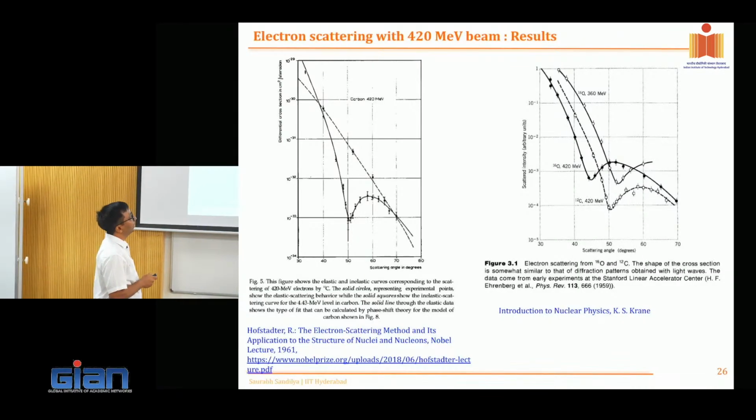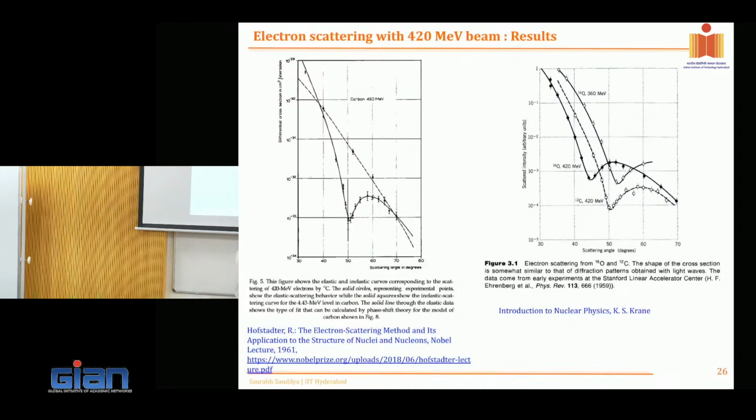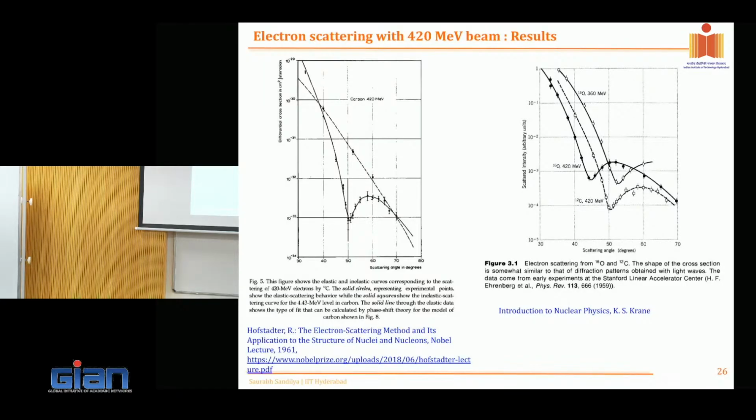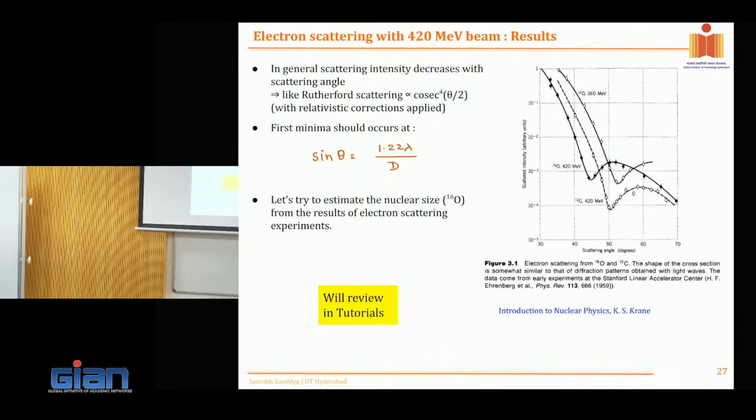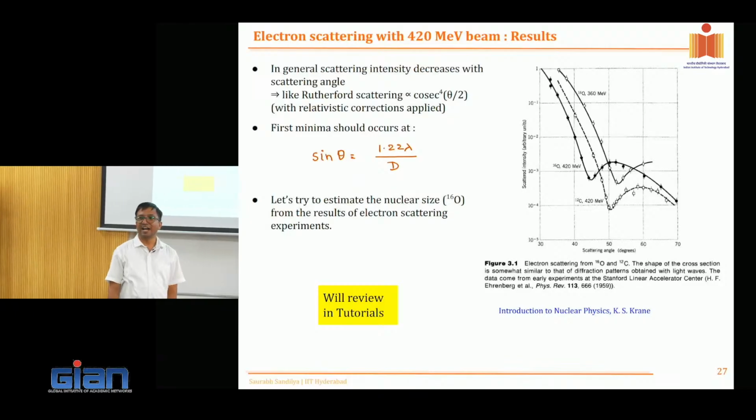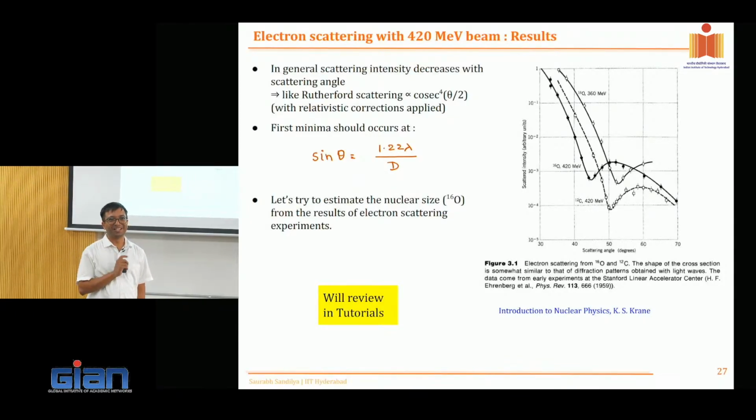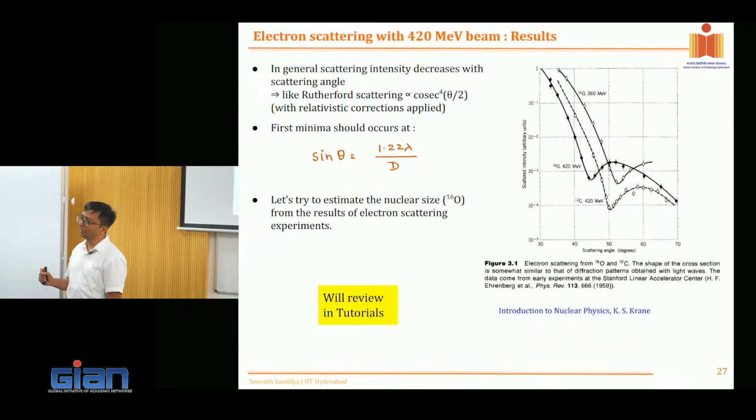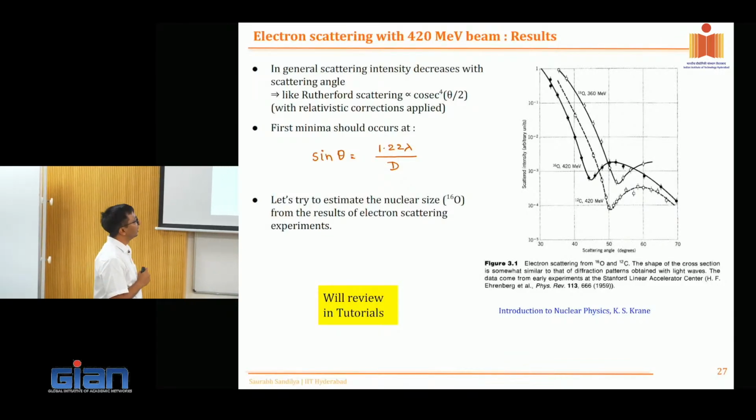So this was done with oxygen nuclei at 420 MeV, and this was done with carbon nuclei at 420 MeV. You can see for oxygen nuclei the first minima occurs roughly at 45 degrees, and for carbon it's 50 degrees. With this information given, can you figure out the size of the nuclei? The answer is obviously yes, and I'll let you wonder till lunch. We'll come back in the tutorial session and calculate the nuclear radius from these two formulas. We'll review it again.